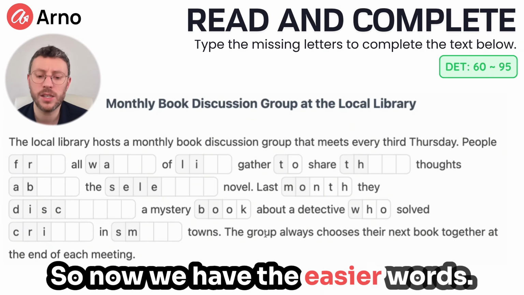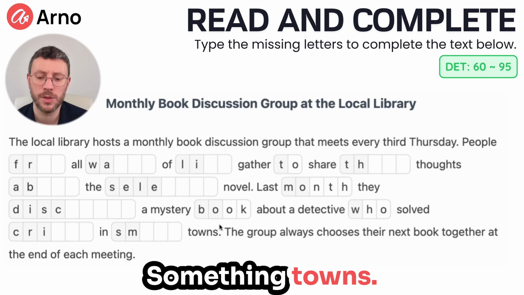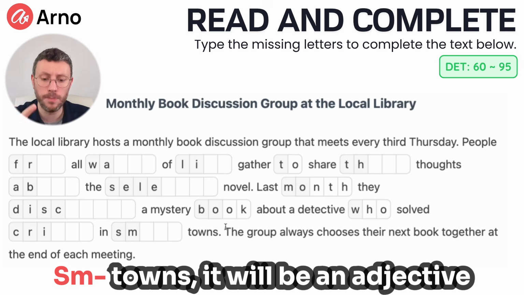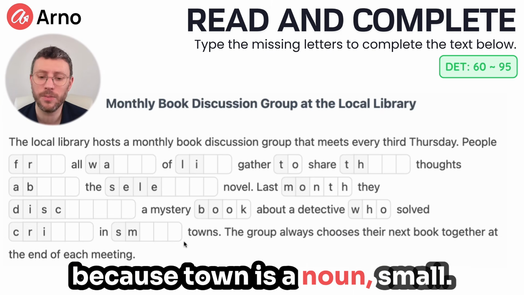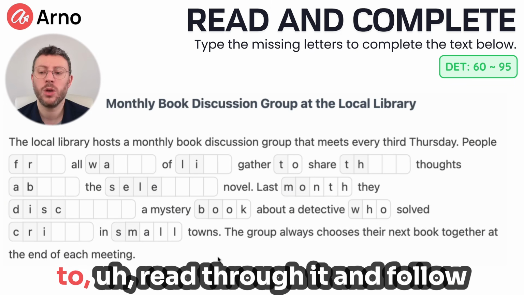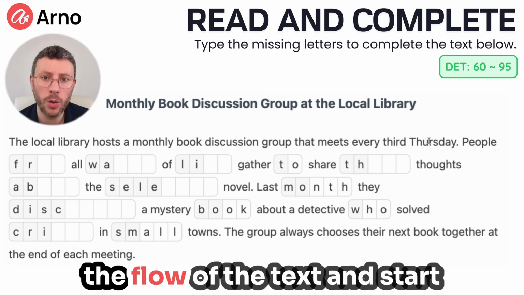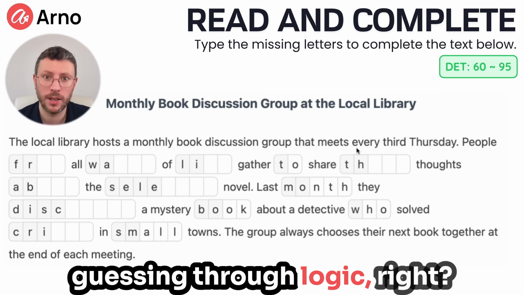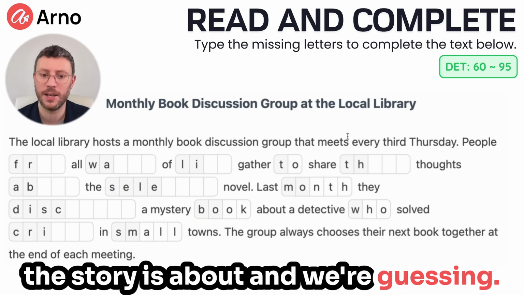So now we have the easier words. Oh, this one looks easy too. Something towns. So I am using my pattern recognition, right? Sm towns. It will be an adjective because town is a noun, small. So now we've done that, we need to read through it and follow the flow of the text and start guessing through logic, right? That means we know what the story is about and we're guessing.